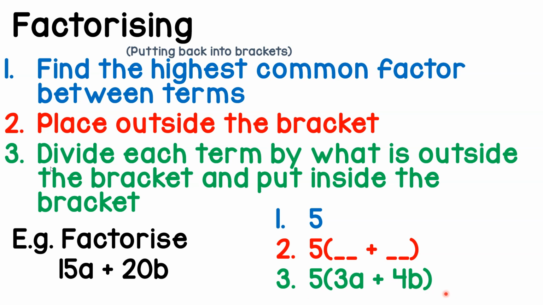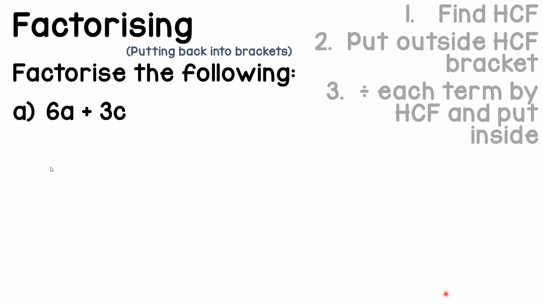Let's have a look at a few more examples. We're going to be factorising the following. Here's your first one, 6a plus 3c. First step, find the highest common factor. They don't have any letters in common, but both of these can be divided by 3. We put it outside the brackets, and 6a divided by 3 is 2a, and 3c divided by 3 is 1c, and remember we don't write the 1 in front of the c, so it's just c.